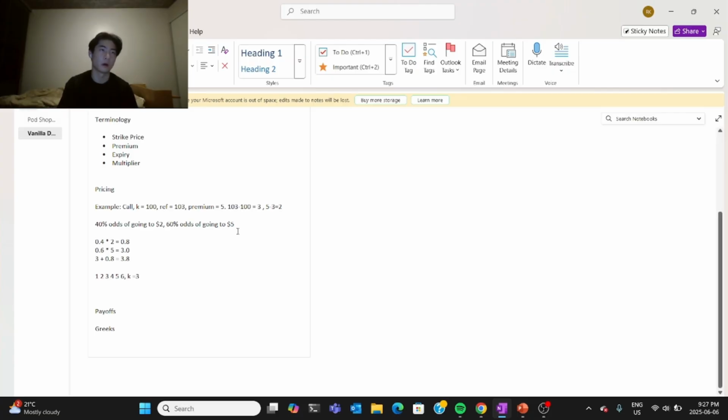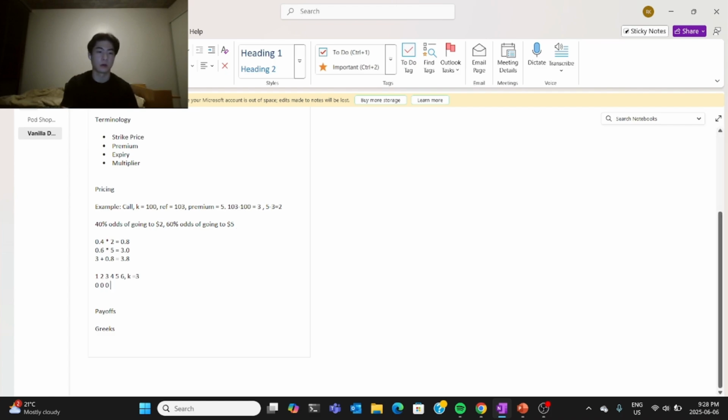So if you roll a 1, what's the value of this option? It's obviously 0, because why would you want to buy something for $3 when you could buy it on the market for $1? Same thing for 2, worth 0. Same thing for 3, because even though it gives you the option to buy it for 3, you could buy it on the market for 3 just as easily.